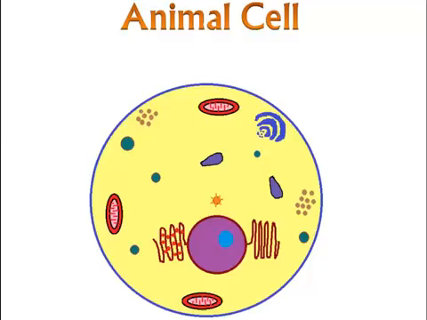Let's talk about the components of the animal cells. There are three main components of the animal cells. First is cell membrane, or you can say plasma membrane. Cell membrane or plasma membrane is a bilipid layer composed of proteins and carbohydrates. The cell membrane separates the cell from its external environment and is selectively permeable.